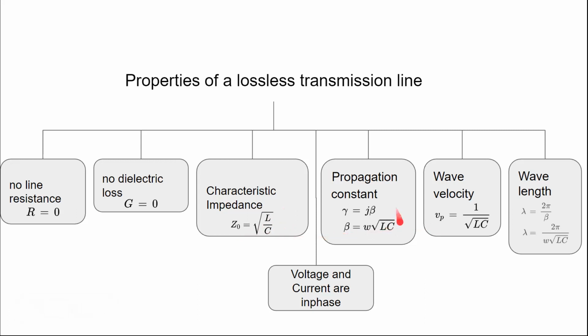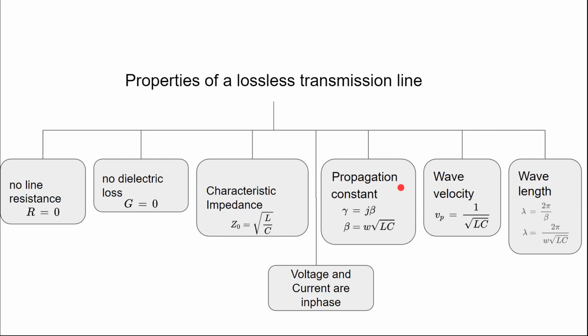And then we have the voltage and current in phase in the transmission line when it is lossless. So there's no phase shift between the voltage wave and the current wave in the transmission line, which is a very good advantage for us because we don't have to consider the phase shift between the voltage and current. They are both in the same phase, voltage and current waves.